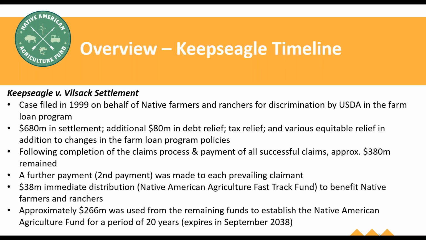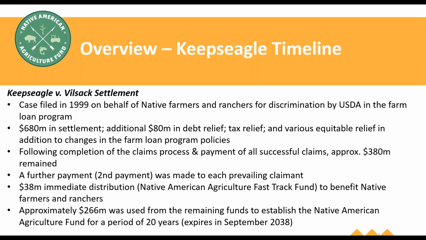2018. So there's a lot that's been happening to bring about where we are now, and to give life to not only the second payment that occurred through the ongoing settlement of the case, but also the $38 million in FastTrack funds that were awarded to a set of organizations that competed for those funds a couple of years ago. That brought us up to where we are today.